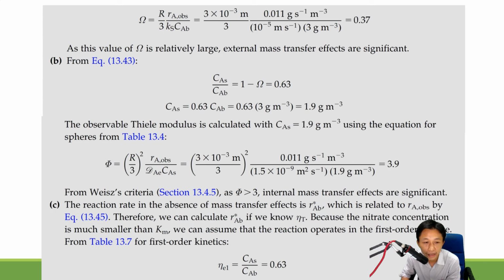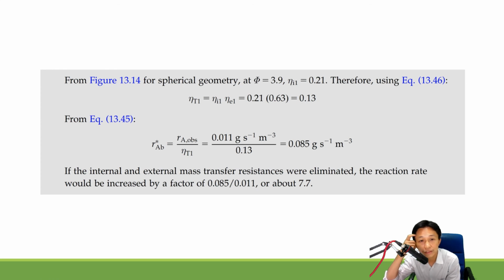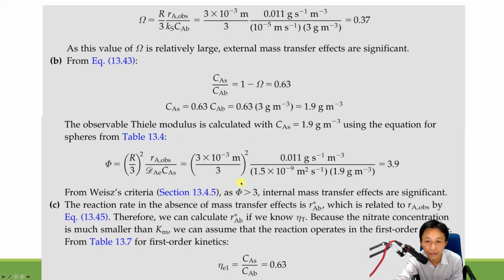And then we have to calculate the new CAS, 6.3, and then we have a sphere, and then we have the figure and this equation. This is the rate. If the internal and external mass transfer resistance were eliminated, the reaction rate would increase by 7.7 times. From that one to this one, it increased a lot.